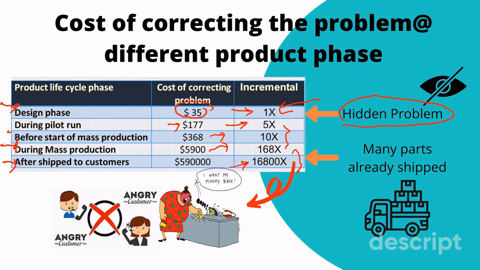It's very fortunate if the problem is seen during mass production or before the start of mass production. Most of the problems will only show themselves at customer's integration, which is where design has failed to look at the potential failure at customer's integration. And at this stage, the cost is 15,000 times more because many parts could have already been shipped, and at the worst, it could be a product recall.